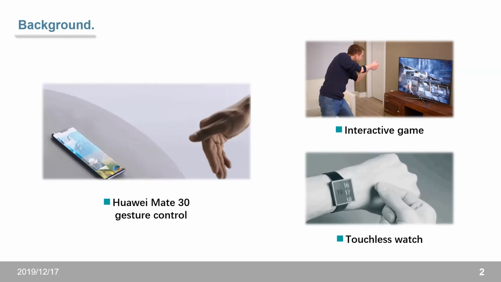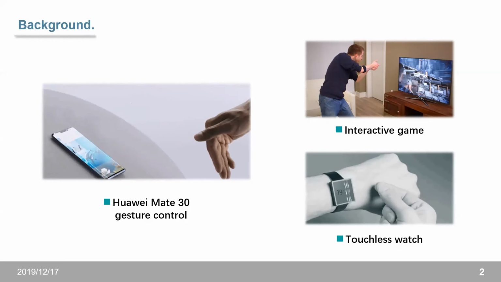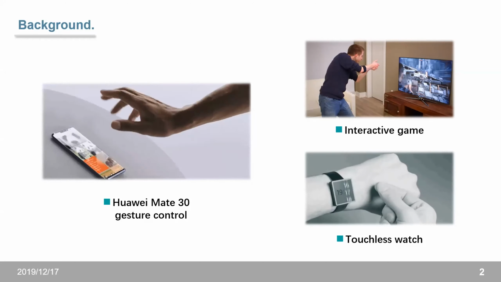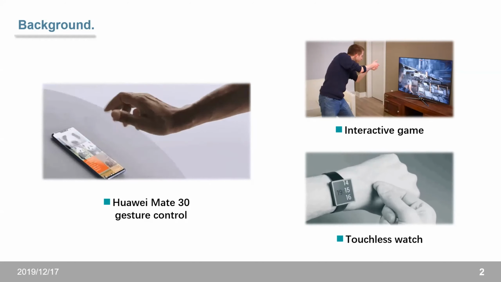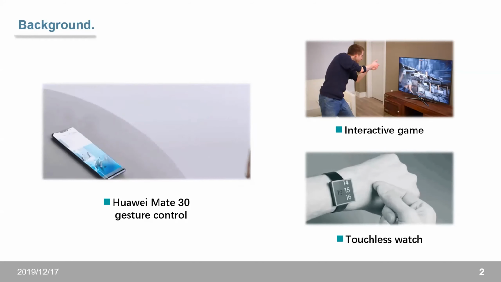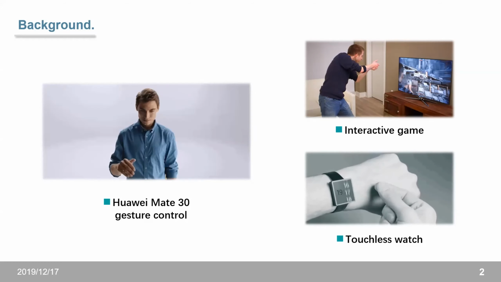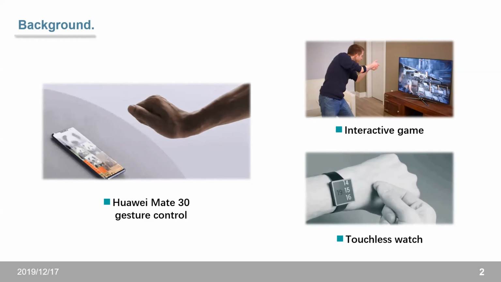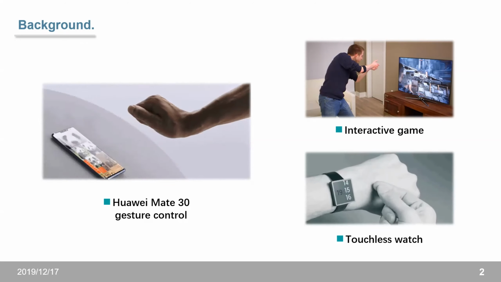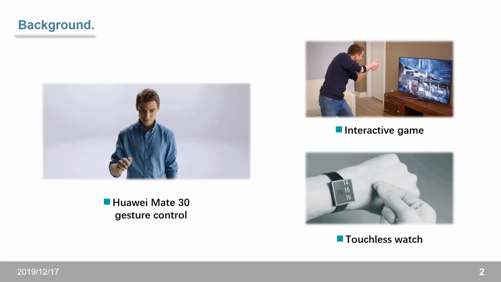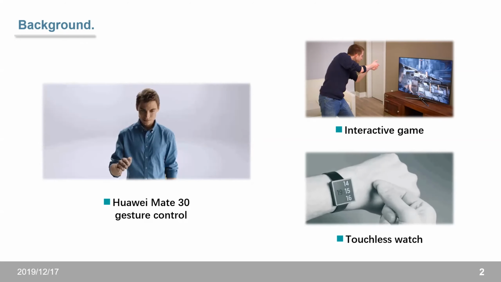We can see from this GIF image that slide changing and screenshots can be achieved just by swiping your hand or making this gesture. This gesture control is realized by the front camera, 3D depth camera, and gesture sensor together, with a very sophisticated algorithm. The second one is an interactive game system. The system can detect the player's movement and reflect it immediately on the screen, so it gives you an immersive experience like you are actually in the game.